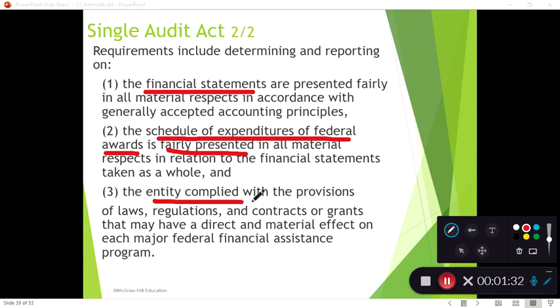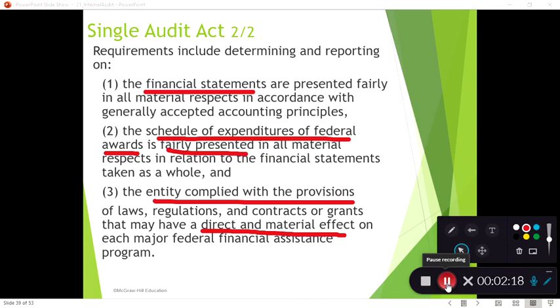Then there's going to be certain provisions, so make sure, for example, if there are requirements around tuition assistance, right? There might be requirements around the demographics of the individuals that get the assistance, and so that's one thing that needs to be tested. But that's an example of what we need to make sure the entity complied with those provisions, especially the ones that have a direct and material effect on each program, right? So there's still materiality considered in these audits, but now the subject matter is just different than financial statements alone.